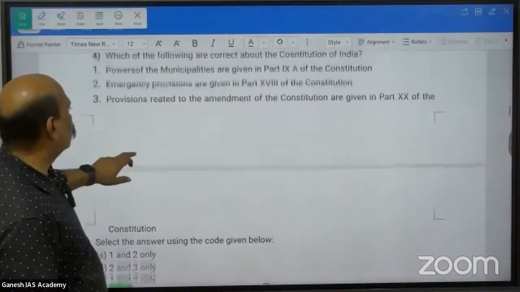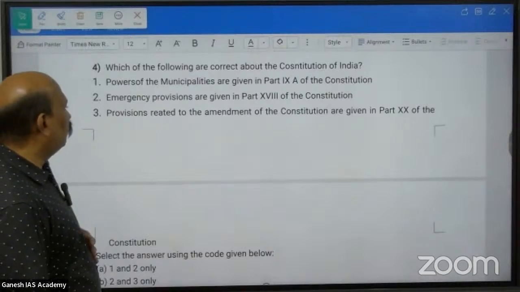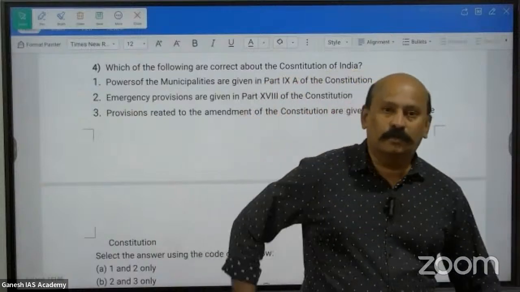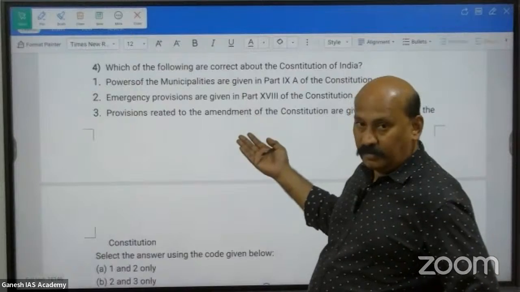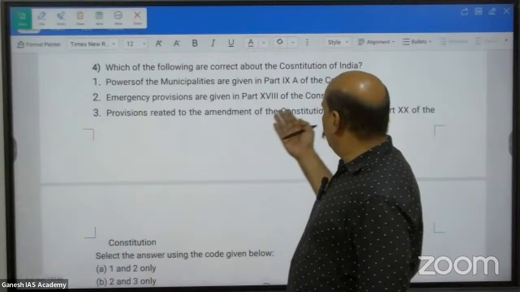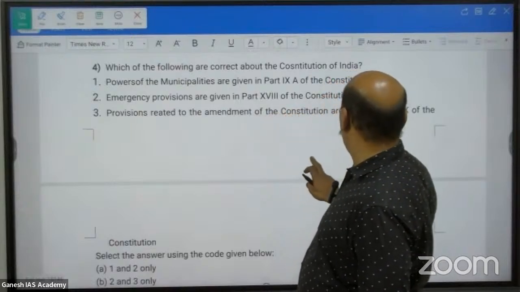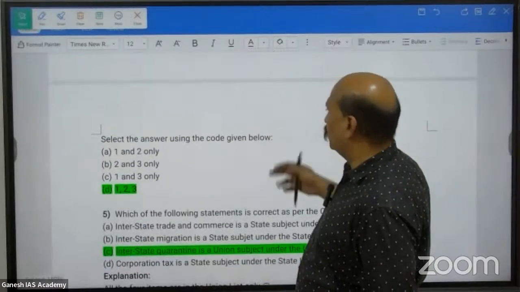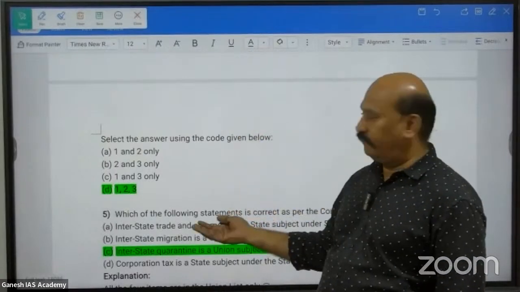Which of the following is correct about the Constitution of India? The powers of municipalities are given in Part 9A of the Constitution, correct? Because the 74th Amendment Act inserted Part 9A, after the panchayats. And emergency provisions are given in Part 18 of the Constitution. That's also right. And the provisions to amend the Constitution are given in Part 18 of the Constitution. All the three statements are correct. I don't have to explain this because you can see it straight away in the Constitution itself.